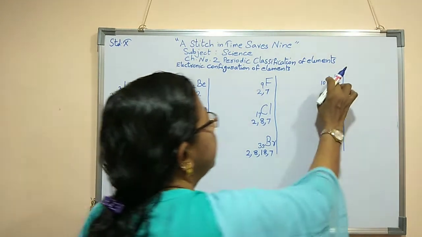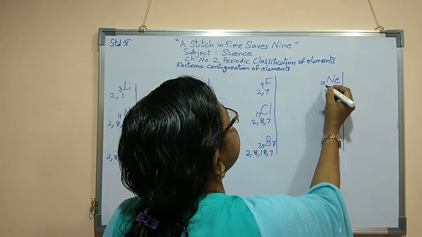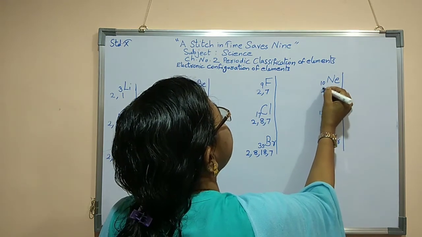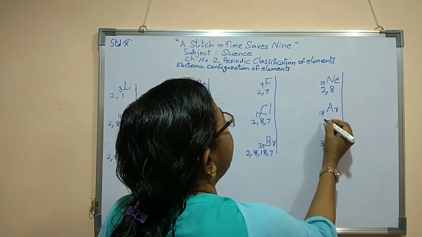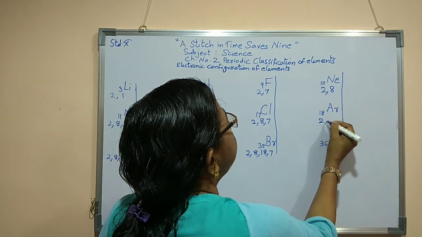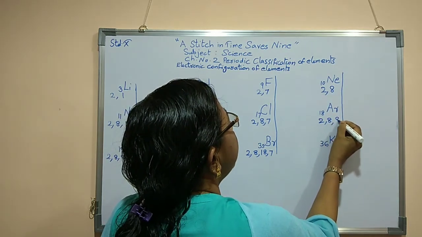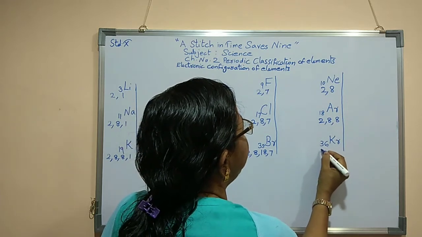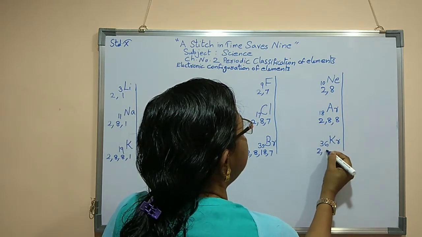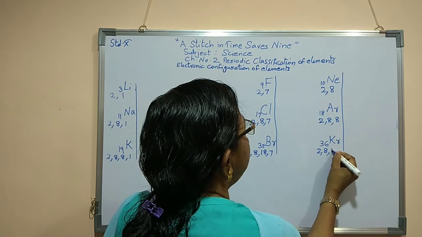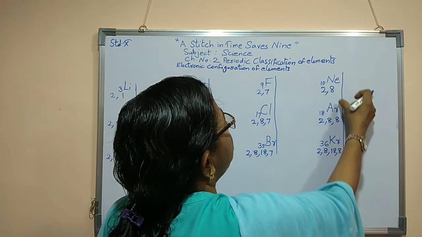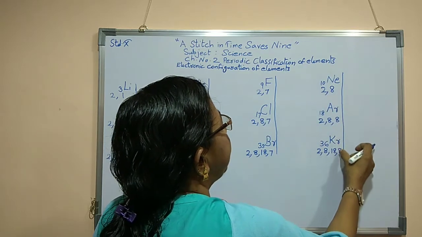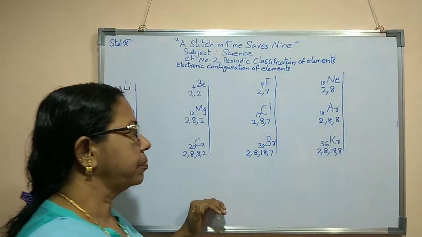Now we are coming to the 0 group or noble gases. Now its electronic configuration again I am writing, that is 2, 8 for argon: 2, 8, 8. Now krypton, when we see, is 2, 8, 18, 8. When you see the outermost orbit, all are having 8 electrons.